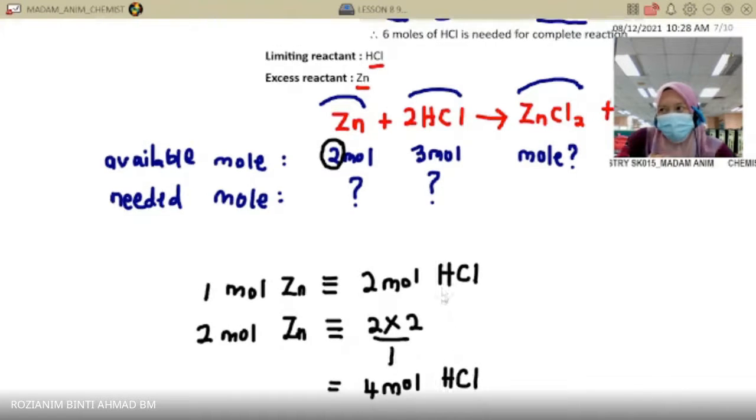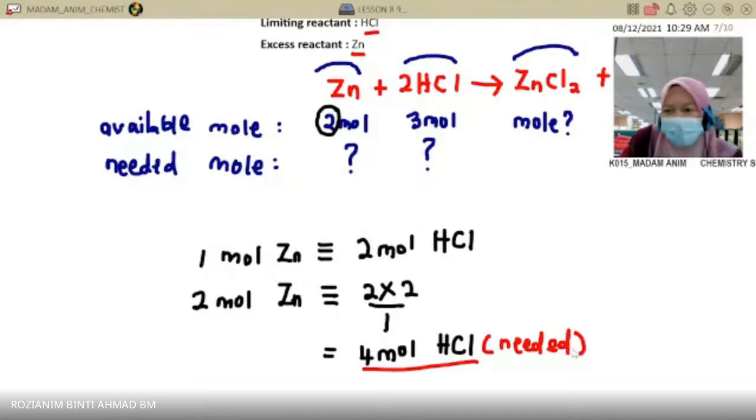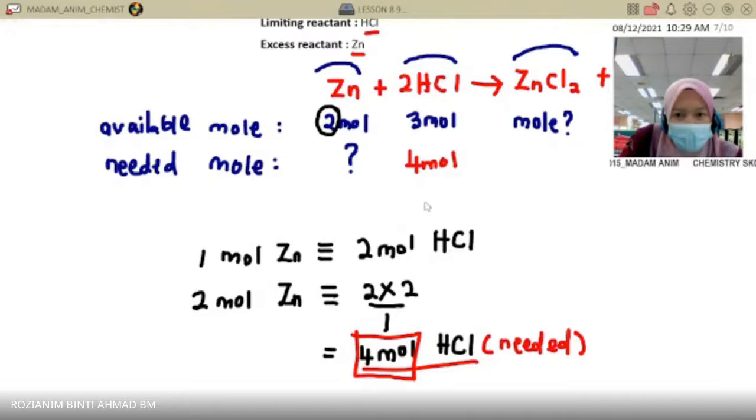Okay, the question is why we should find out the new mol of hydrochloric acid, padahal dia dah bagi 3. Inilah mol yang diperlukan during experiment. So kita akan label this is a needed mol. So when we compare the needed mol at this area, nilai dia adalah 4 mol. Bila kita compare the 4 mol here dengan available mol 3.